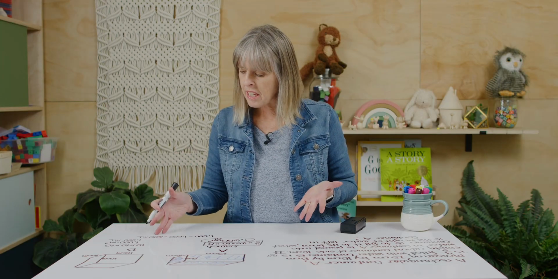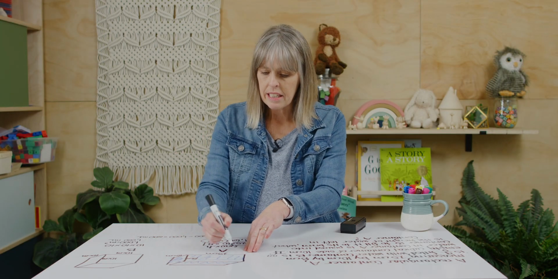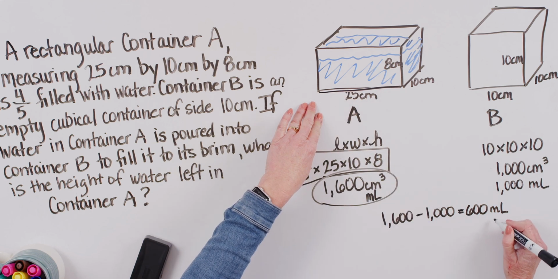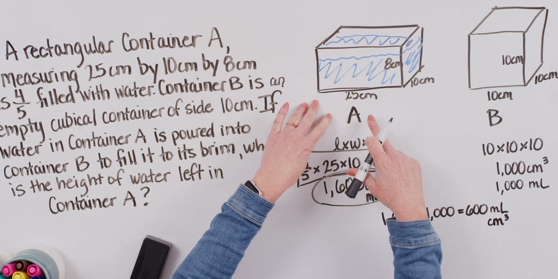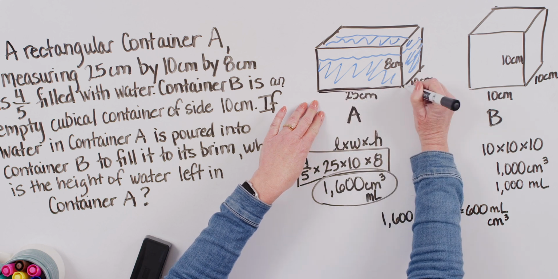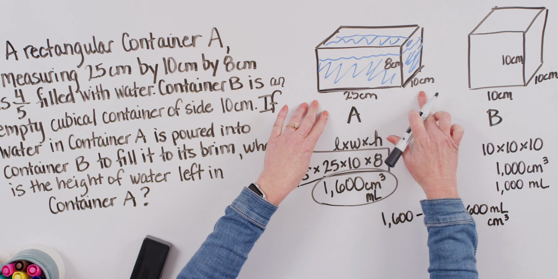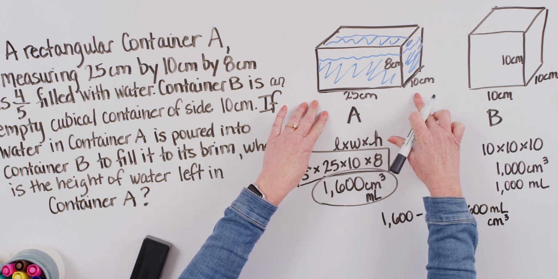So with 600 milliliters, or 600 centimeters cubed, I can go back up to my container A and I can at first at least find my base. So my base is 25 times 10, isn't it? What is 25 times 10?